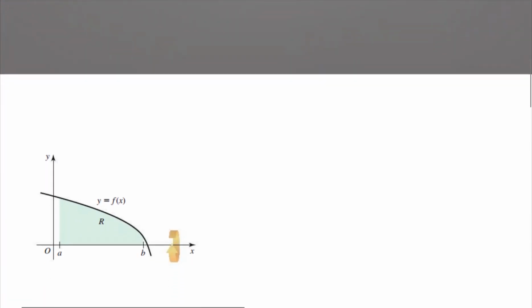So let's jump into the idea here. Let's say we have some sort of function going from some point A to some point B. We have some region R bounded by the x-axis, above the x-axis. We don't have to find the area, but we're going to revolve this about the x-axis. If you take that area and revolve it about the x-axis, we create a volume, and we want to find that volume.